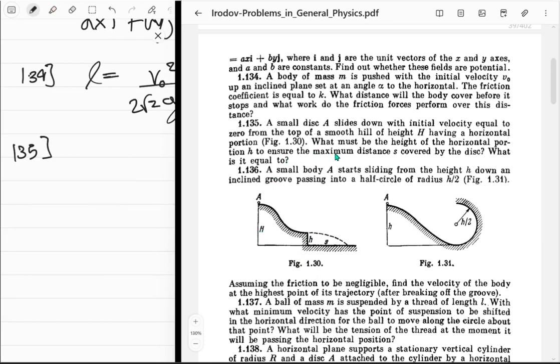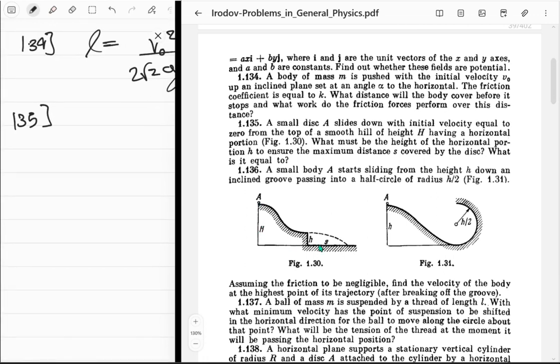Fine, fine. To ensure the maximum distance s covered by the disk, what is it equal to? So what must this small h be? Right, if this thing is horizontal, it's just going to be short like that, huh? So its velocity changes, huh? Maximum distance s covered by the disk. So what is s? This thing is s? Fine, let's do it.